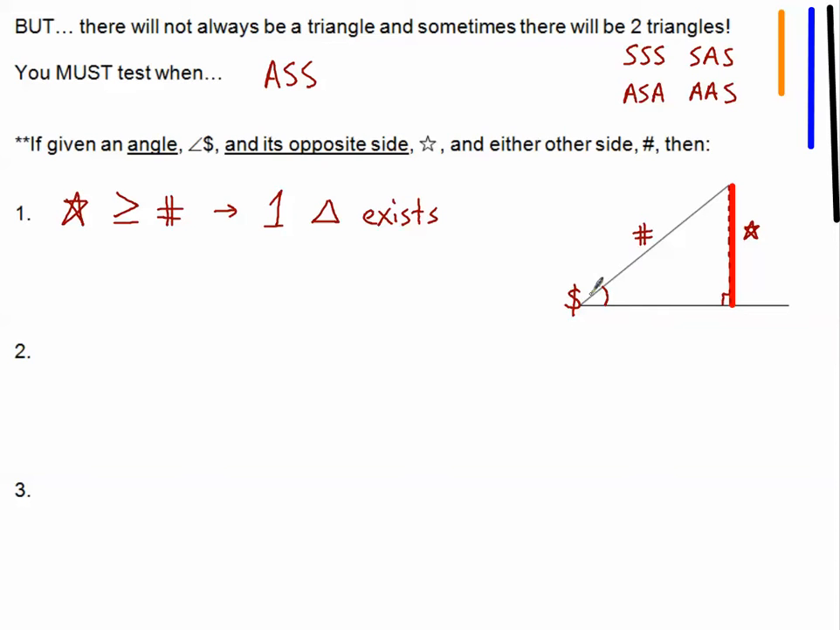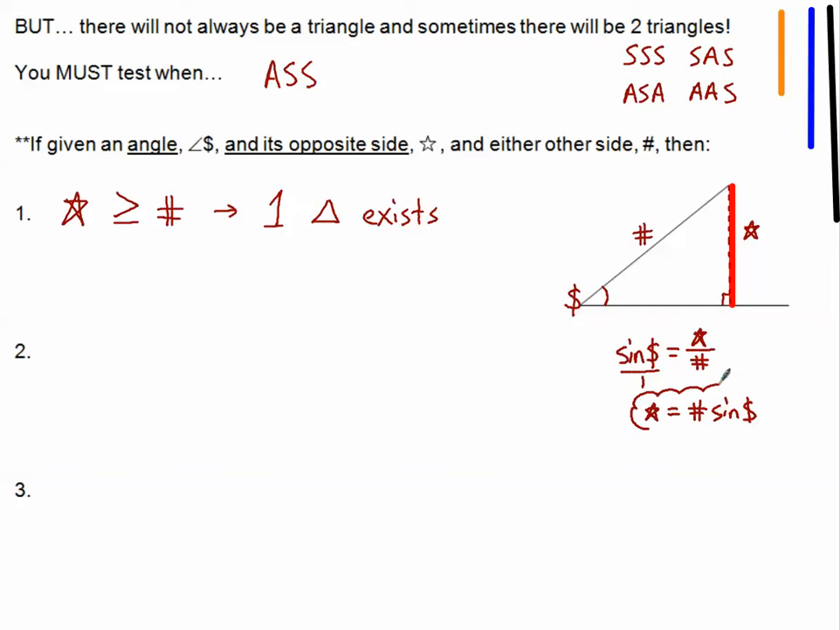I'm standing here at this angle that's given, and the sides in this case that I would have is side star, which is opposite, and side hashtag, which is hypotenuse, because it's a right triangle. So the opposite and the hypotenuse is the sine ratio. I would know that the sine of my dollar symbol is equal to the star divided by the hashtag. And if I'm still interested in what star is equal to, I can solve this proportion as I've done before and see that star would have to be equal to the hashtag times the sine of the dollar symbol.